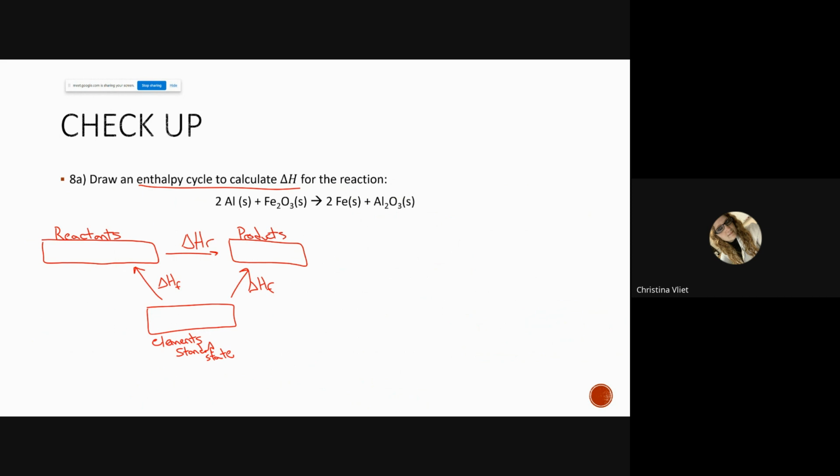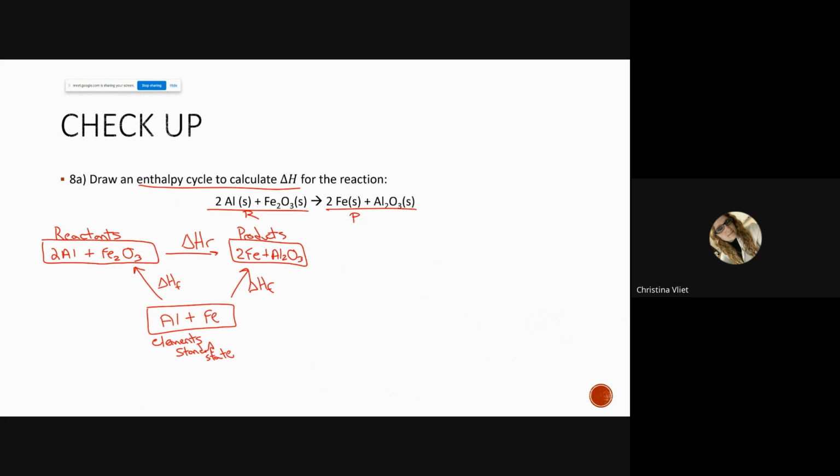Now, what are the identities of my reactants? Do I know what that is? Literally copy paste. You've got the reaction. These are the reactants and these are the products. So far so good? So 2Al, I'm not going to fill in the first space, but reactants. What are my products? Fe2O3 plus Al2O3. And then you have to now think a little bit. What are the elements in their standard state? Aluminum and iron.